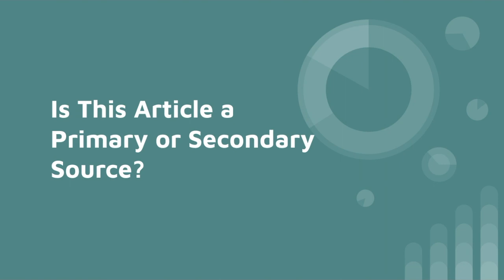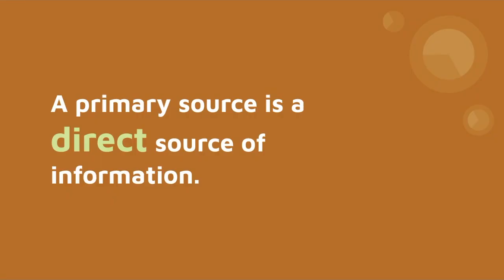In this video, you'll learn how to tell whether a peer-reviewed article is primary or secondary research. A primary source is a direct source of information. Articles reporting on a study that was directly conducted by the authors are primary sources, since the researchers are reporting directly to you without other people's interpretations getting in between. There is no middleman in a primary source.